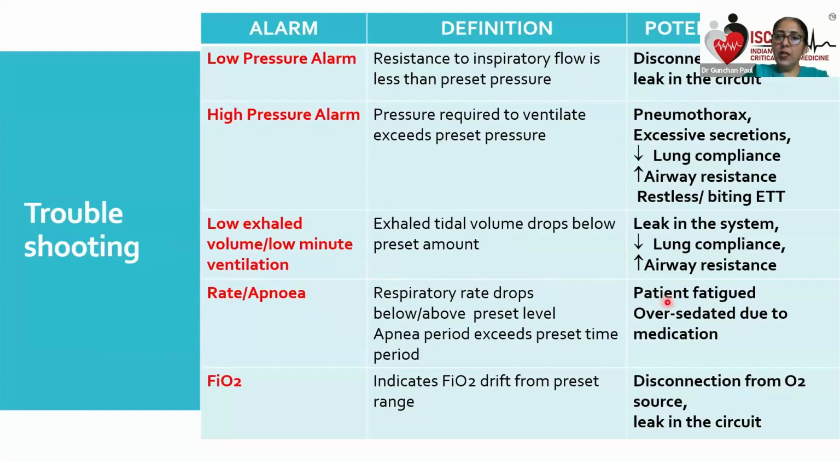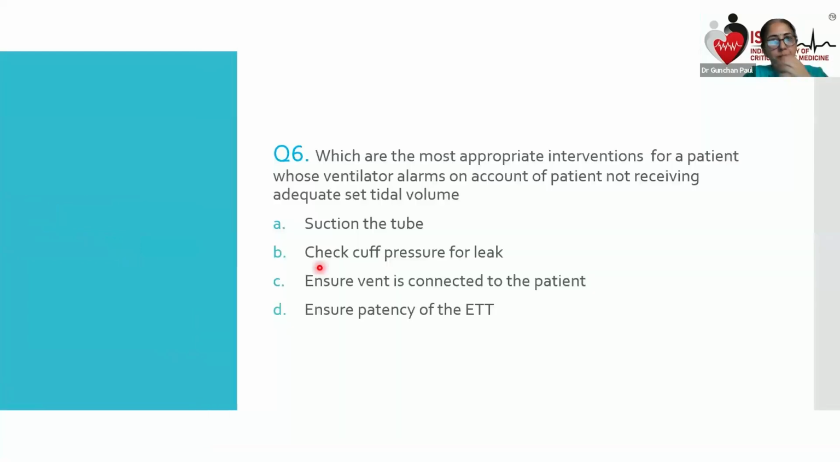So if the patient is fatigued or over sedated due to medication, then the apnea alarm will come. And FiO2, we know if there's a disconnection or leak, the FiO2 alarm will also go. So these are the most important alarms. Pressure alarms, very important for volume control, and low minute ventilation, very important when the patient is on pressure support. And apnea alarm, most important when the patient is on CPAP mode of ventilation.